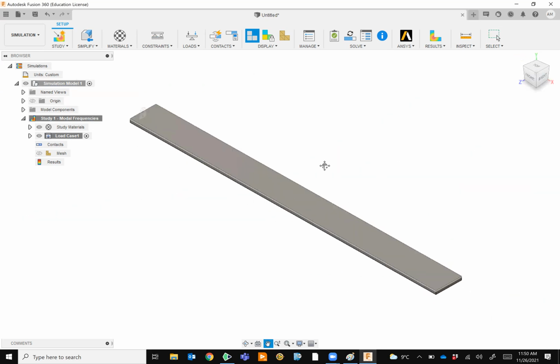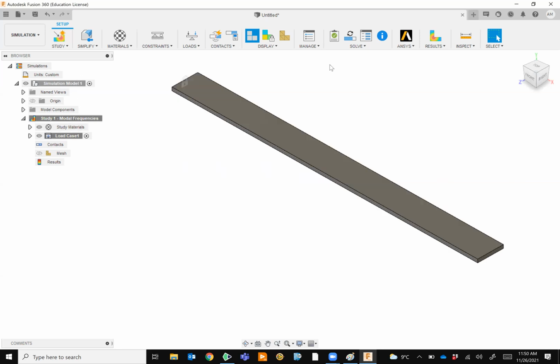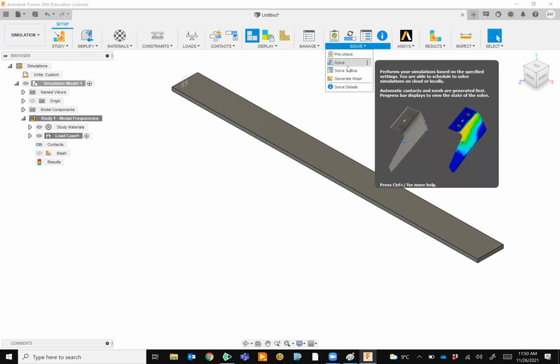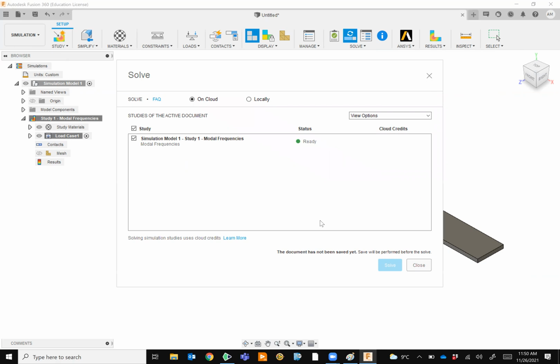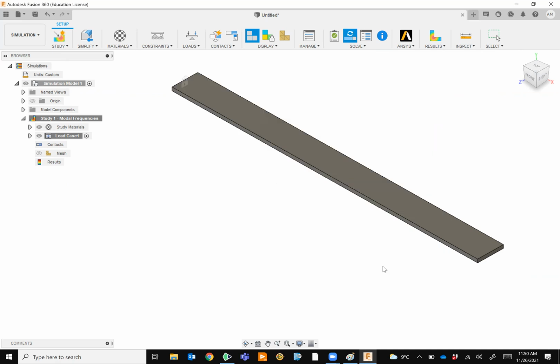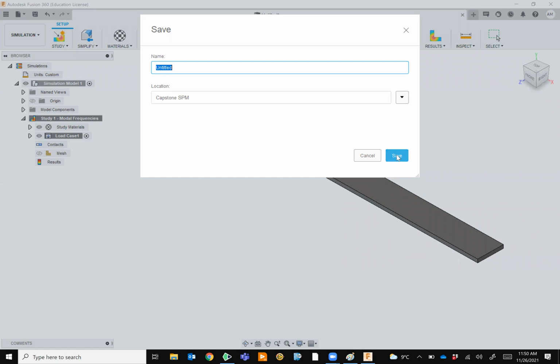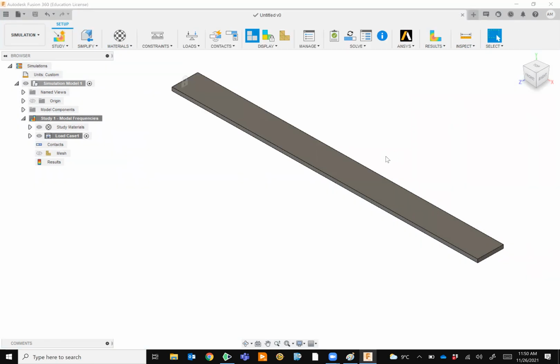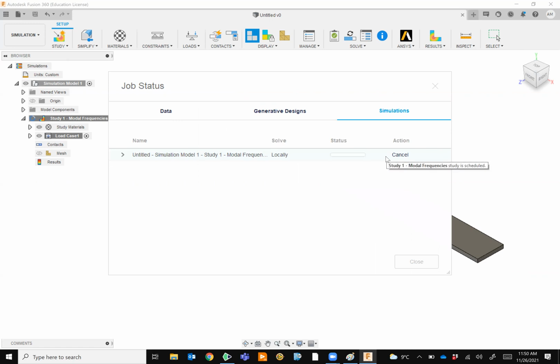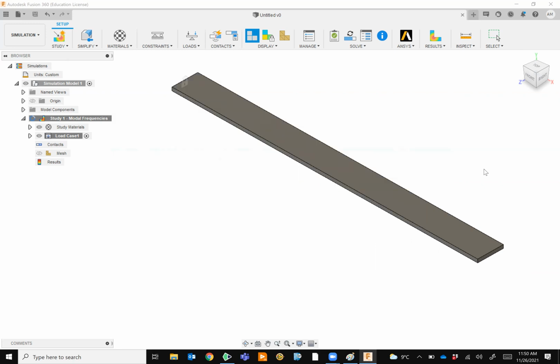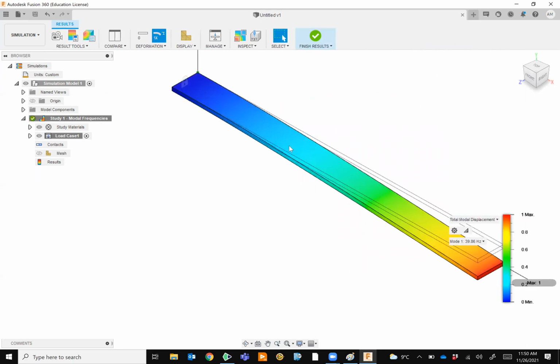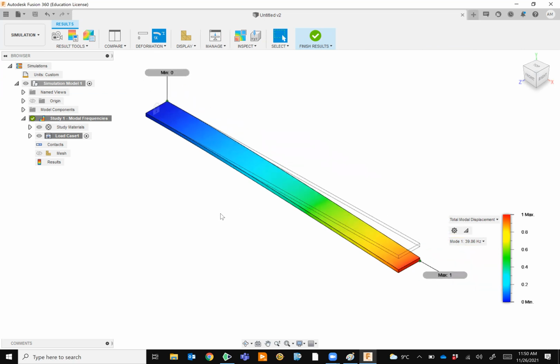So now I have a cantilever beam, I fix one side. Let's say we stay with the material and we solve it. It takes maybe 30 seconds for the system to solve it. Okay, solved. All right, here is our cantilever.